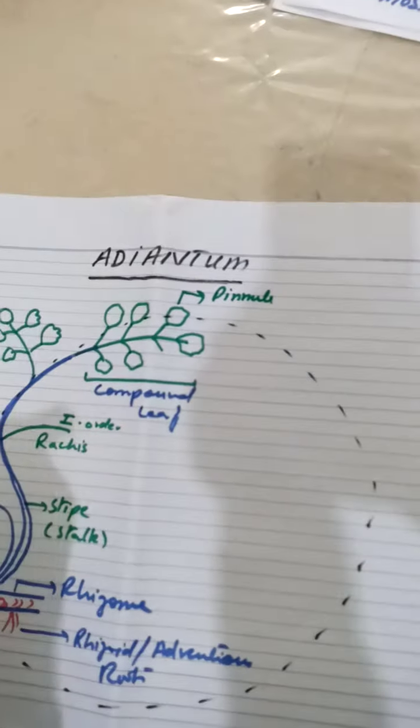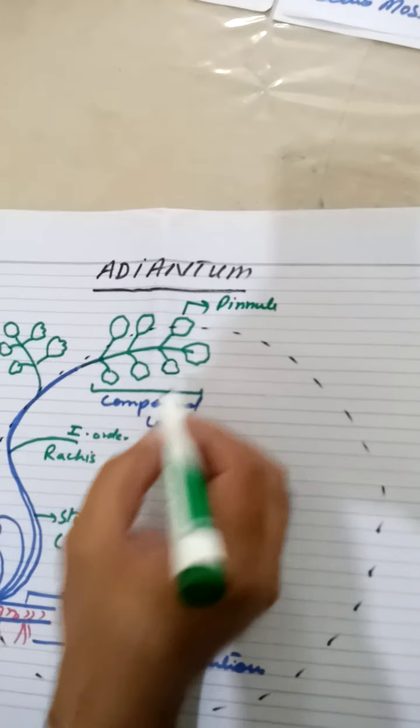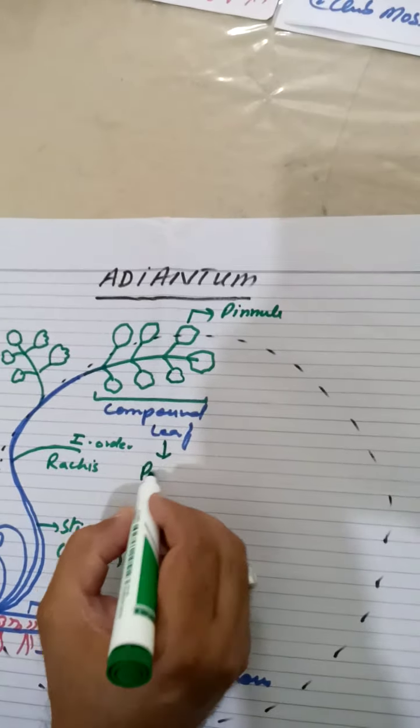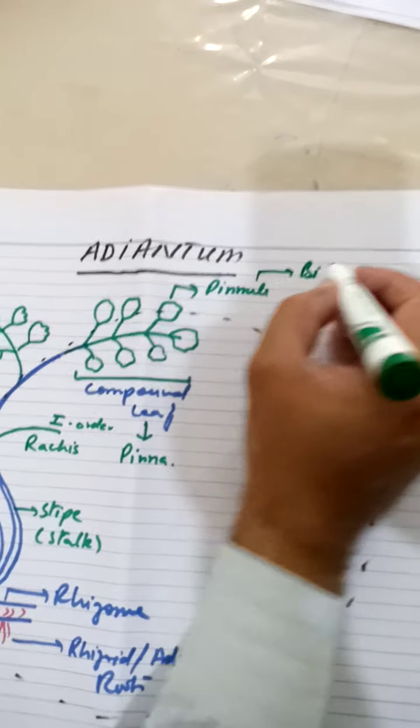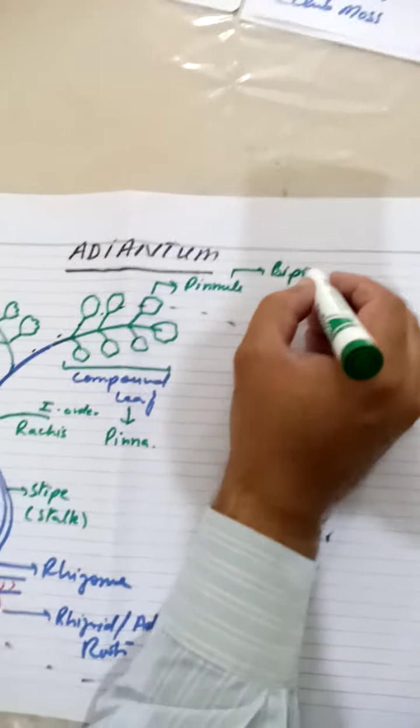It is bipinnate. On both sides these pinnules are present. It is also called pinna. Pinnule, bipinnate. It is also called petiolate. The leaf that contains sporangia is also called a sporophyll. It is also called a frond. All the structures, once again, like this one, I repeat this structure.